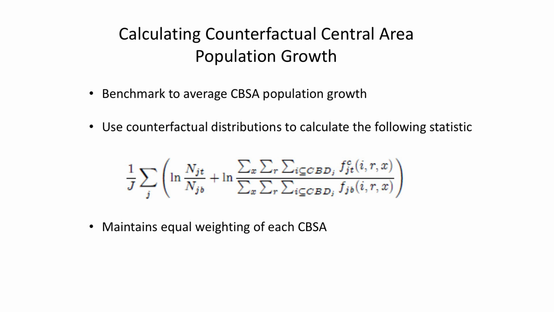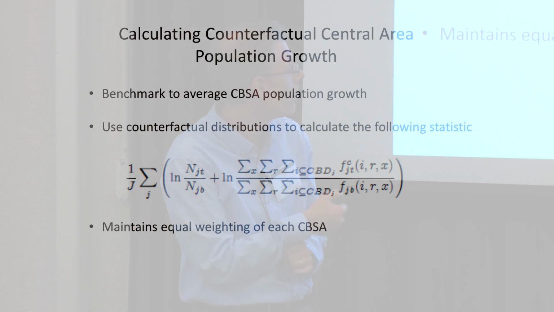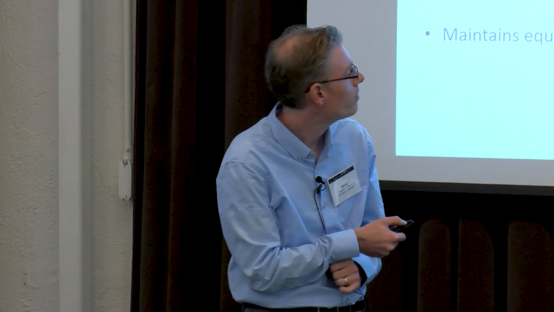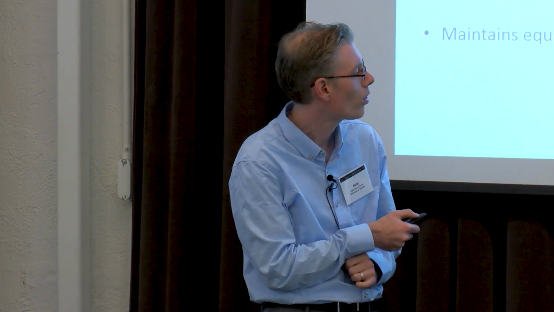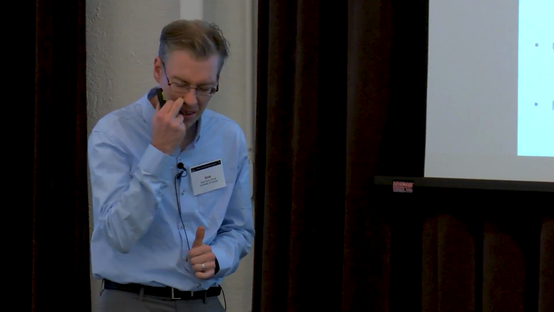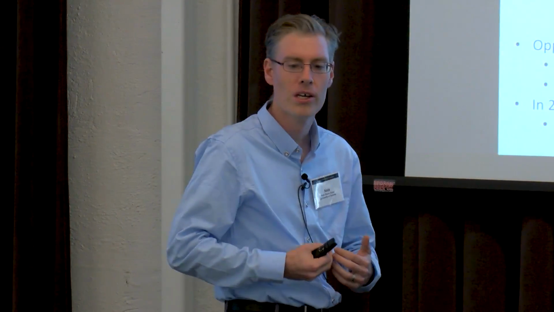Okay, so to do this counterfactual exercise number 2 here, I'm just going to benchmark to average CBSA population growth. So I'm just going to give you an average, and then the counterfactual distributions I build will essentially add on to the average what the growth rate would be of downtown within 2 kilometers or 4 kilometers of CBD populations using the counterfactual data. And this is going to maintain an equal weighting across CBSAs, because I want to think about the average CBSA rather than the average person.